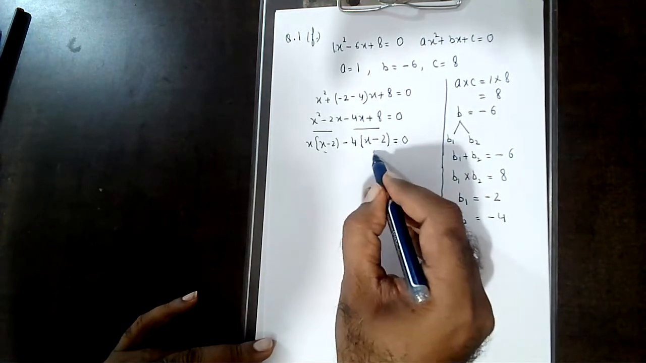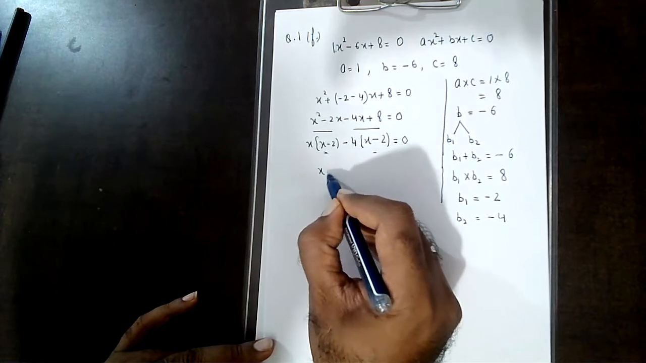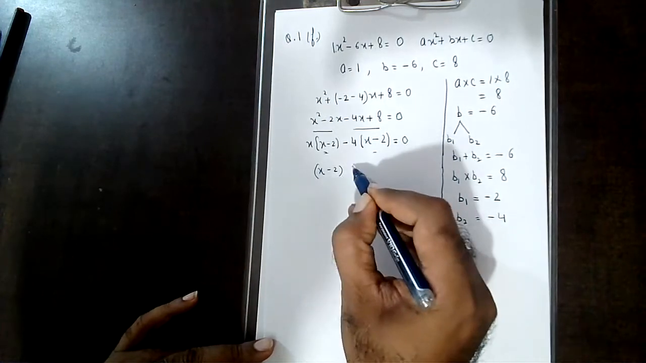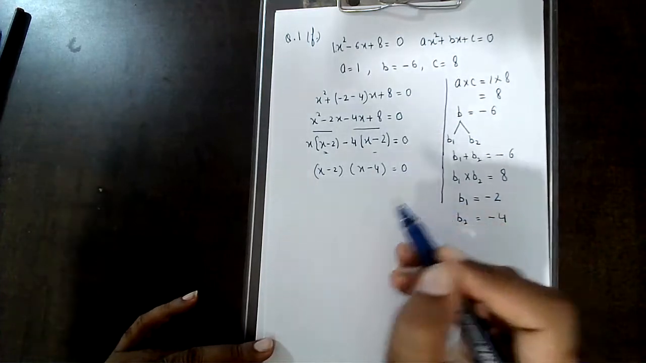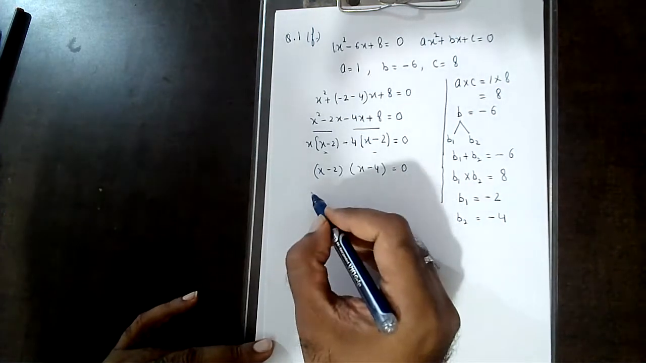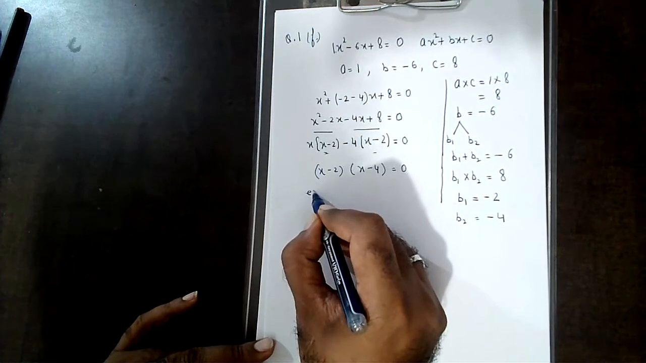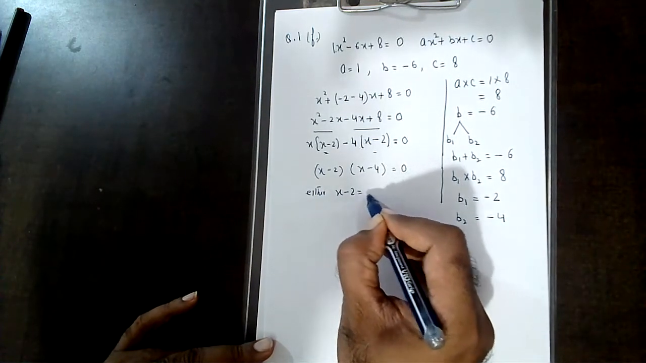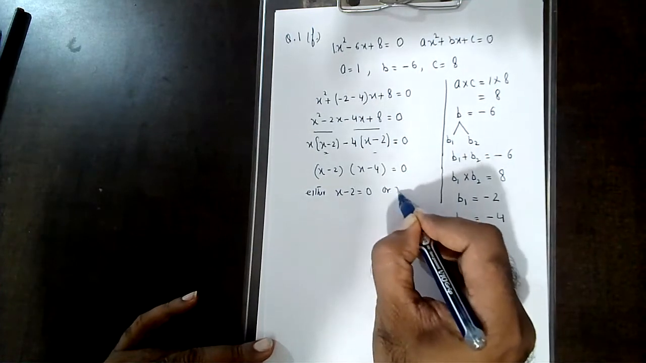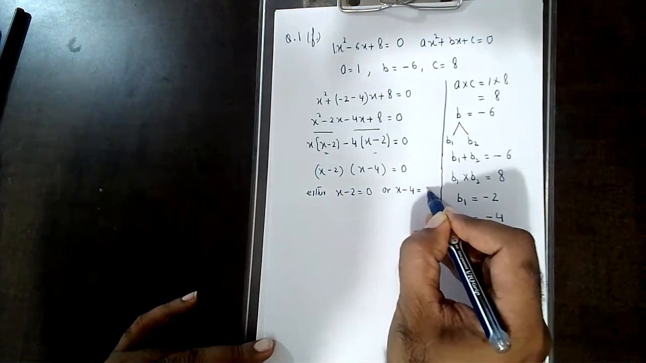Now take out the whole term x minus 2 as common. So x minus 2 into x minus 4 is equal to 0. This implies either x minus 2 is equal to 0 or x minus 4 is equal to 0.